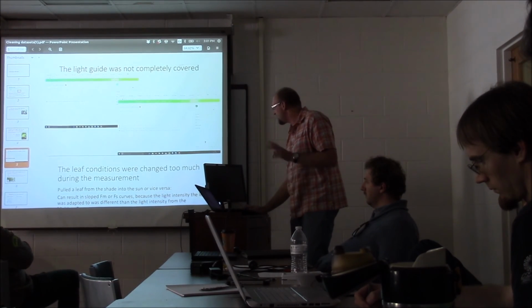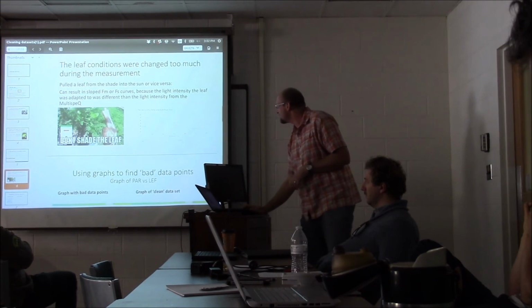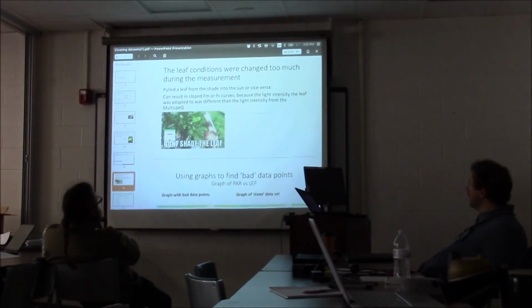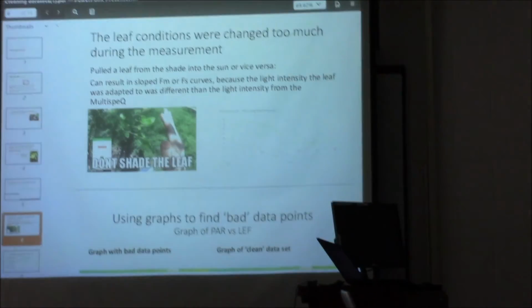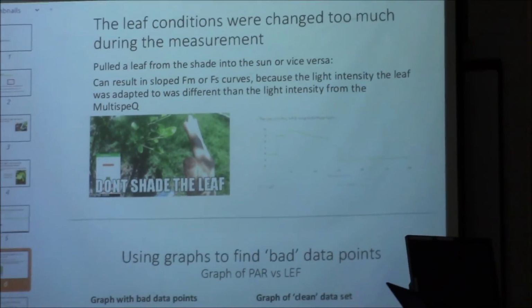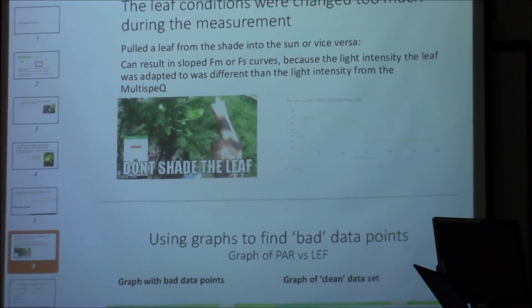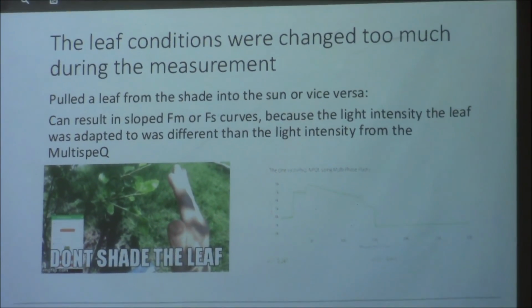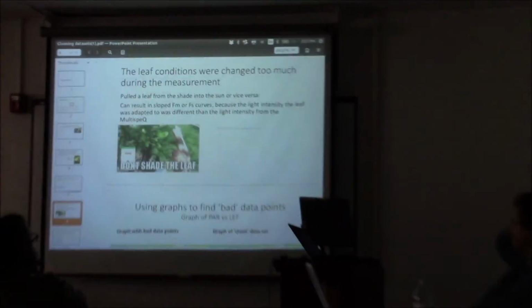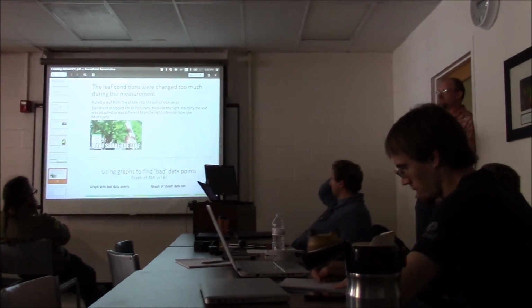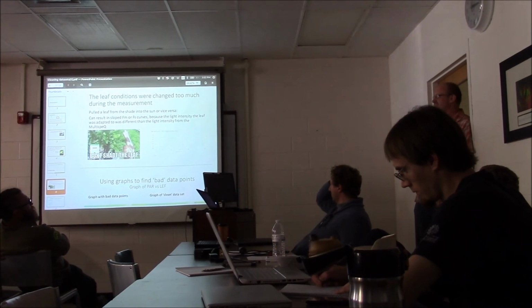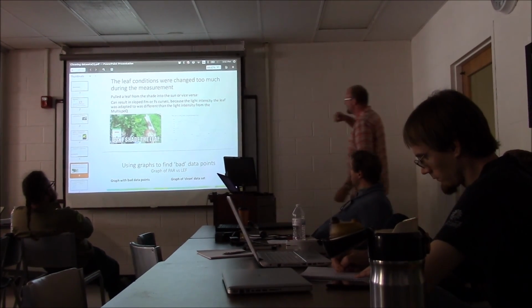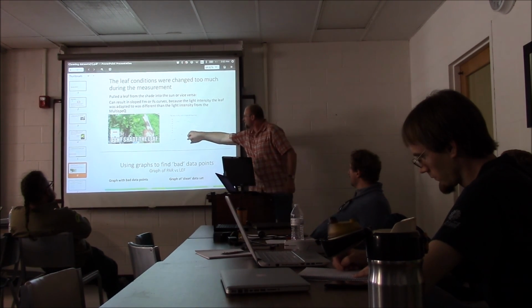The other main reason for a bad data point, which Greg was just talking about, is that the conditions the leaf was under changed too much during the measurement. So you take a plant that's in the shade, pull it out into the sun to take the measurement, and then the PAR sensor on the device reads full sunlight, and it's shining full sunlight at a plant that was adapted for being underneath the canopy, or vice versa. In the beta device, when it happened, usually what we saw was this. I hope you can see at least a little bit.